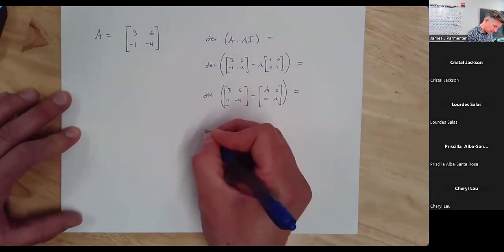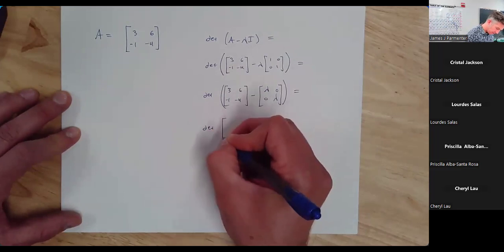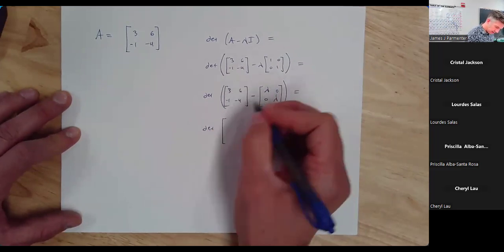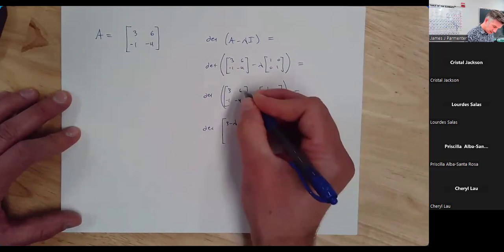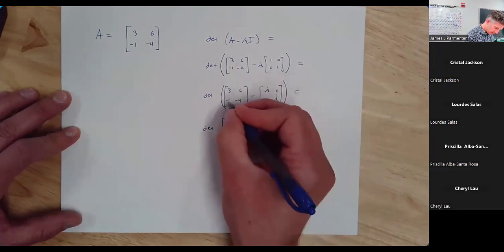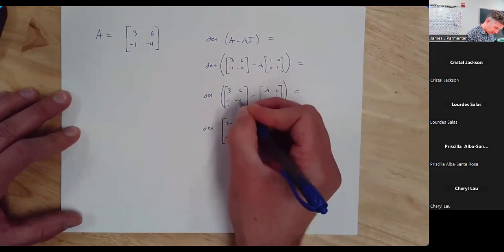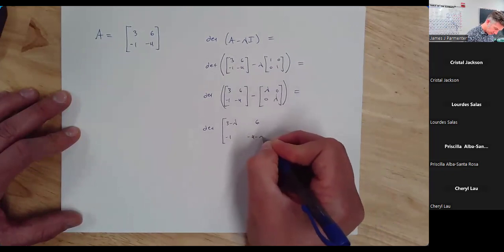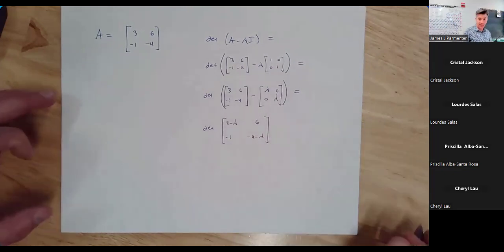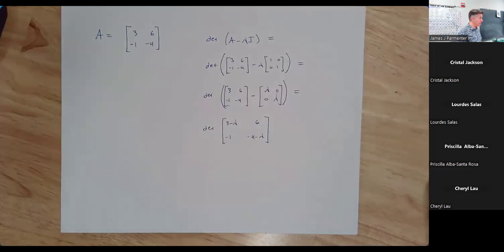You should just say it's going to equal the determinant of the matrix 3 minus lambda, 6 minus 0, -1 minus 0, -4 minus lambda. Or in other words, take your original matrix A, subtract lambda in each of the diagonal spots, and then do the determinant.